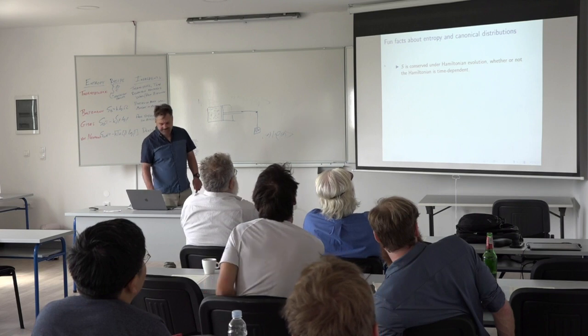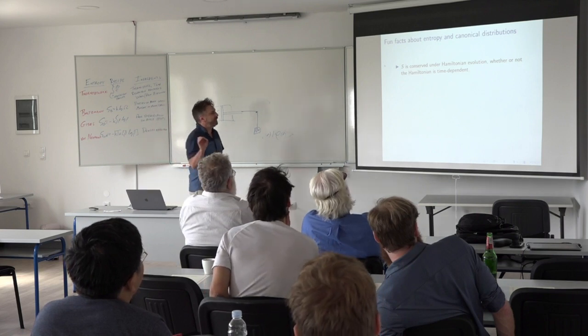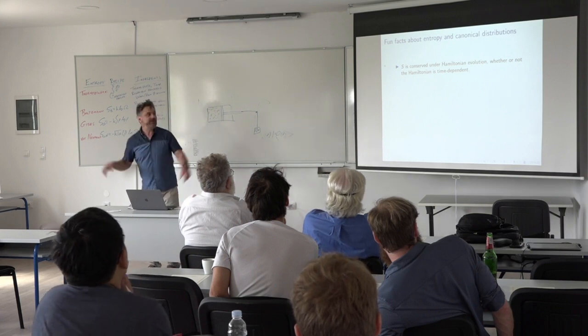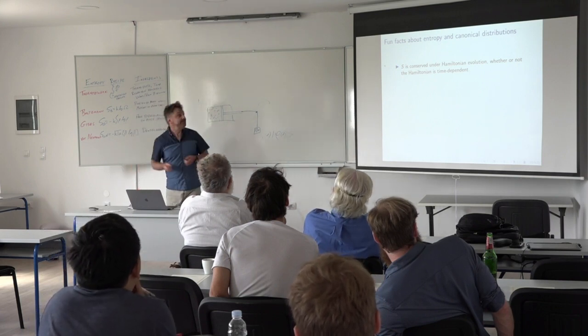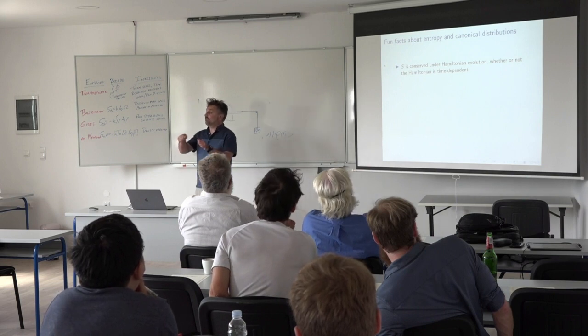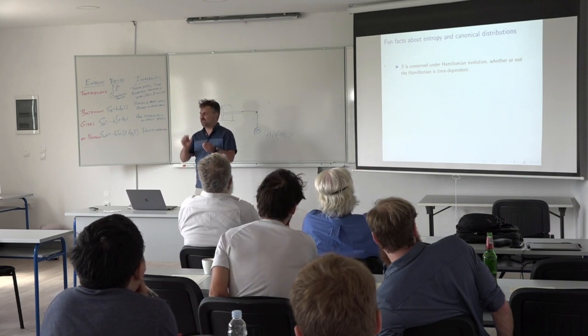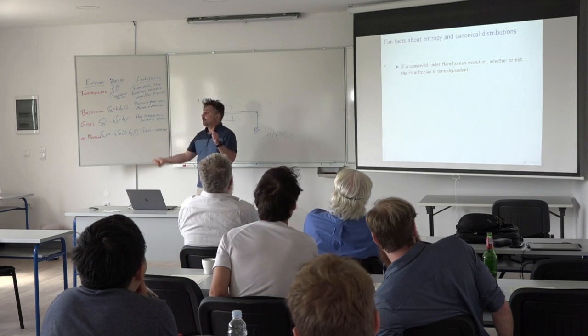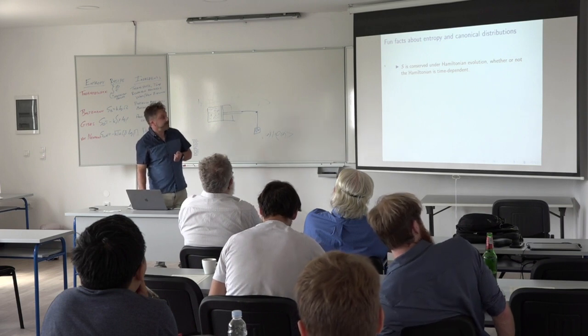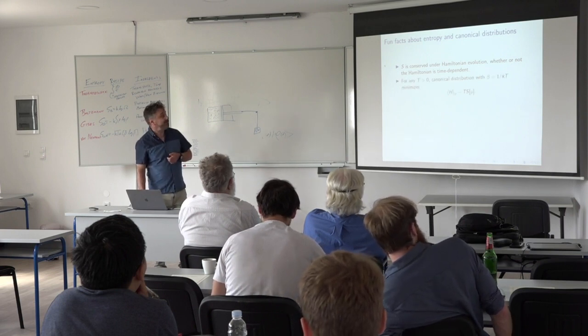Okay. All right. So important facts about the entropy, and this is true both for the Gibbs and von Neumann entropy. That's why I just write S. It's conserved under Hamiltonian evolution, and that's true even if the Hamiltonian is time dependent. So you might be manipulating these parameters. It's still Hamiltonian evolution.